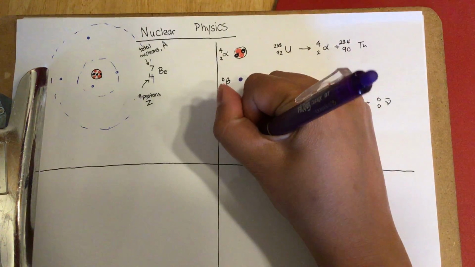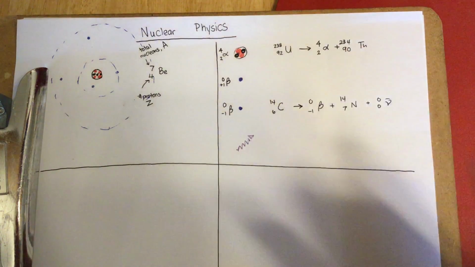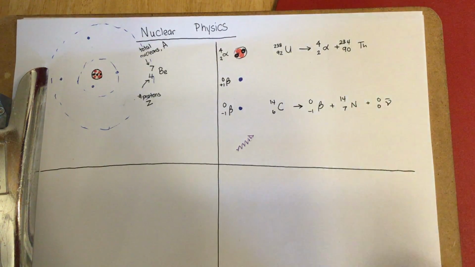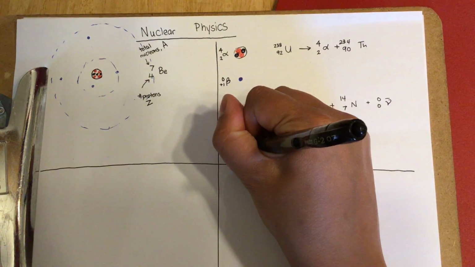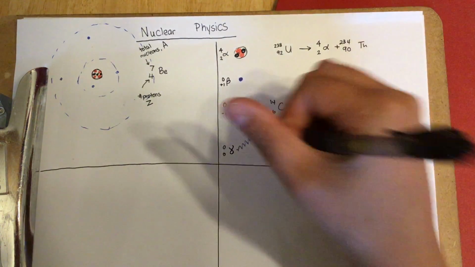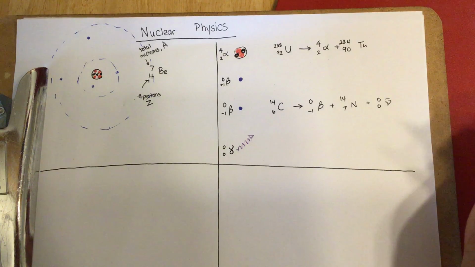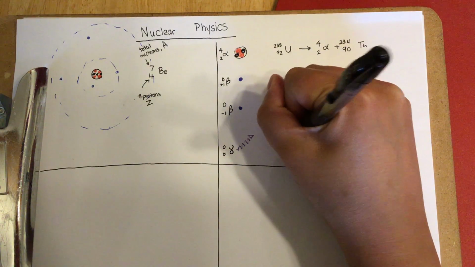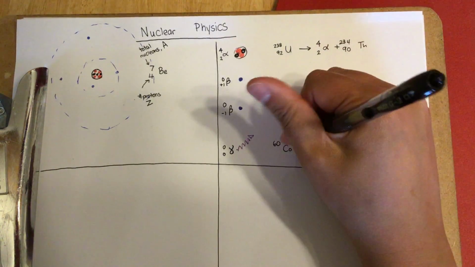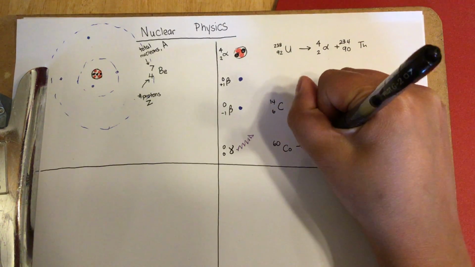Finally, a gamma ray, which I'm going to draw as a wave. The reason I'm going to draw this as a wave is that you can think of it as violet light, but with even more energy. It has no mass, it has no charge, and so something that is a gamma emitter, like cobalt-60, and I don't remember cobalt's atomic number off the top of my head, but that's okay.